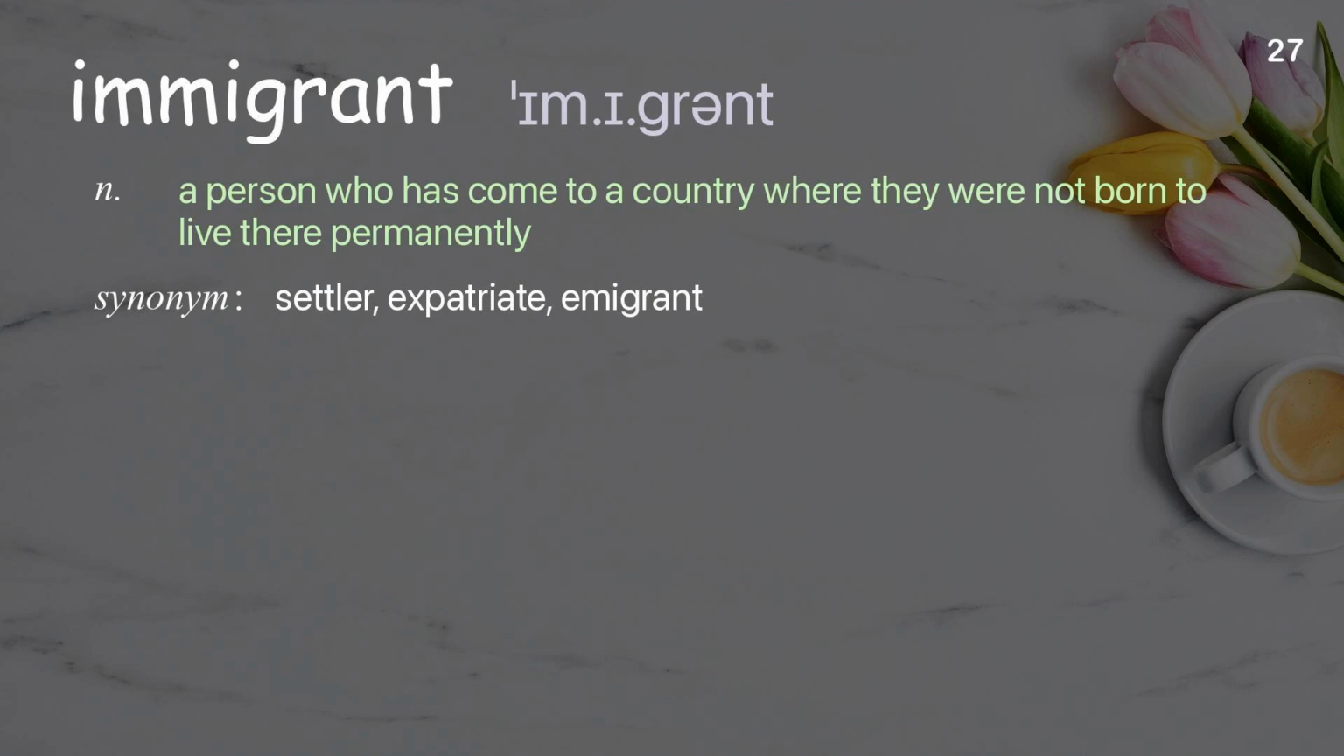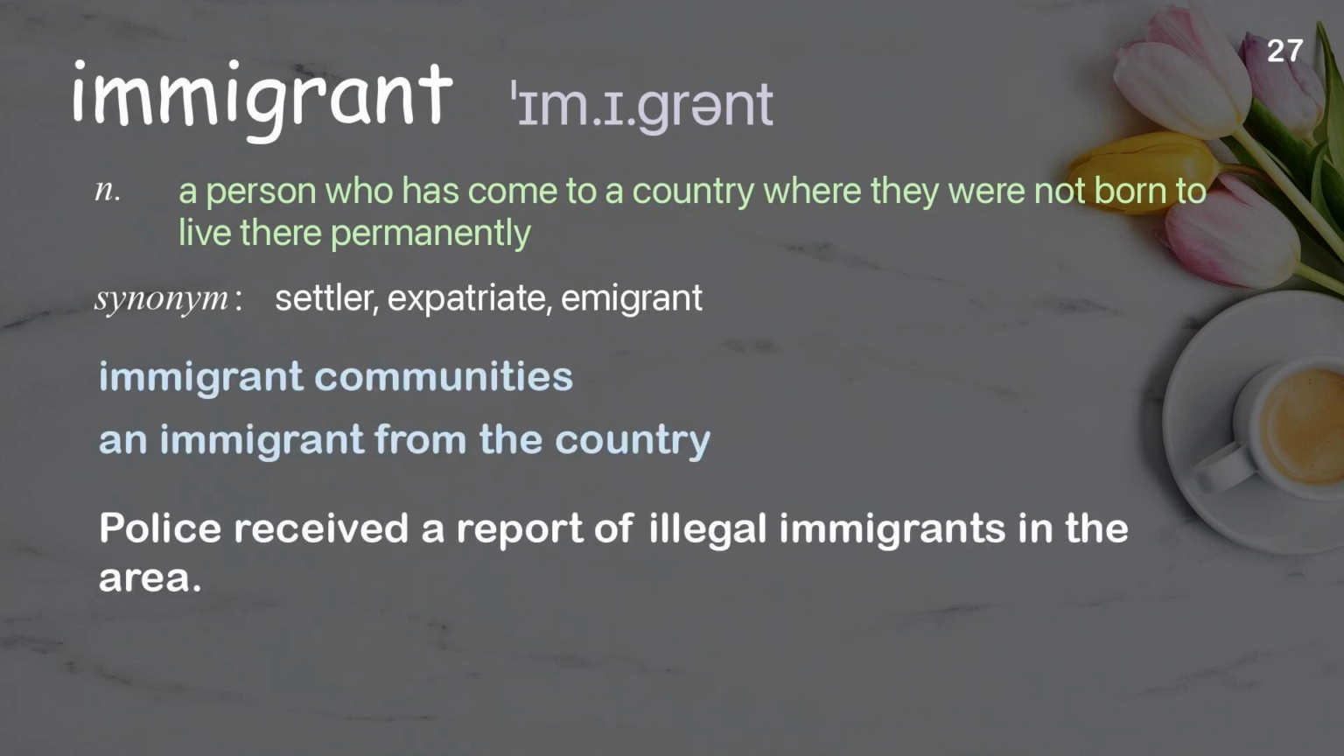Immigrant: a person who has come to a country where they were not born to live there permanently. Examples: immigrant communities, an immigrant from the country. Police received a report of illegal immigrants in the area.